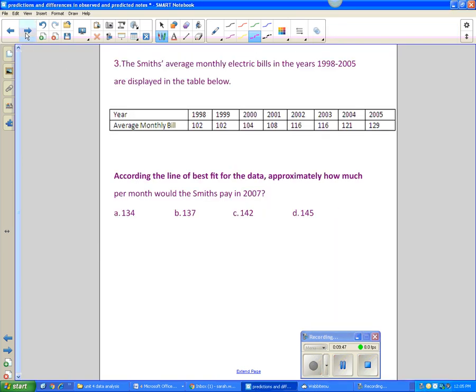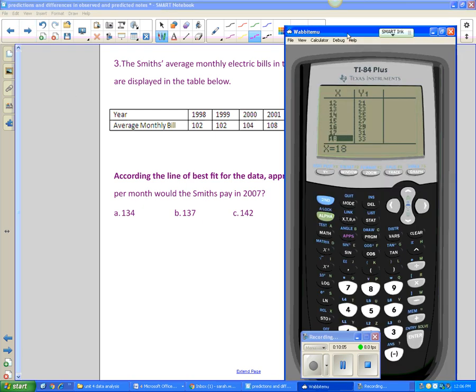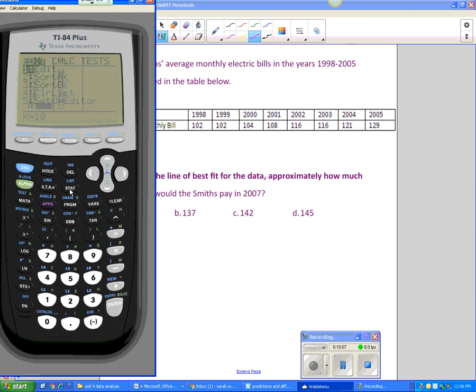All right, number 2. The Smiths' average monthly electric bills in the years 1998 to 2005 are displayed in the table below. According to the line of best fit for the data, approximately how much would the Smiths pay per month in 2007? Okay, so we're going to put them in stat. Go to stat, edit, clear out this.